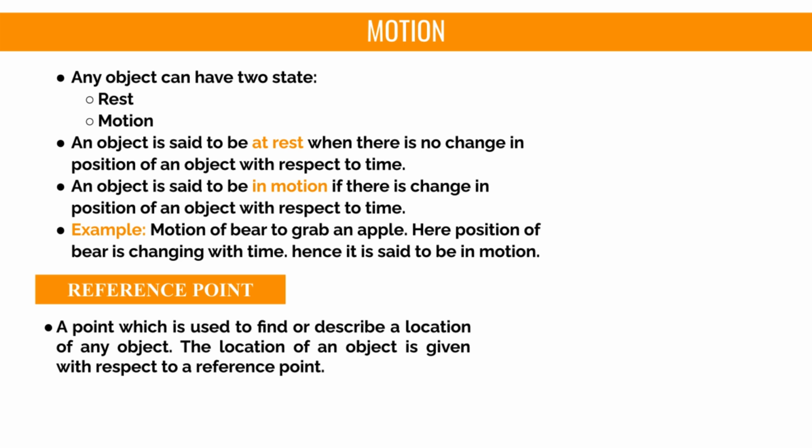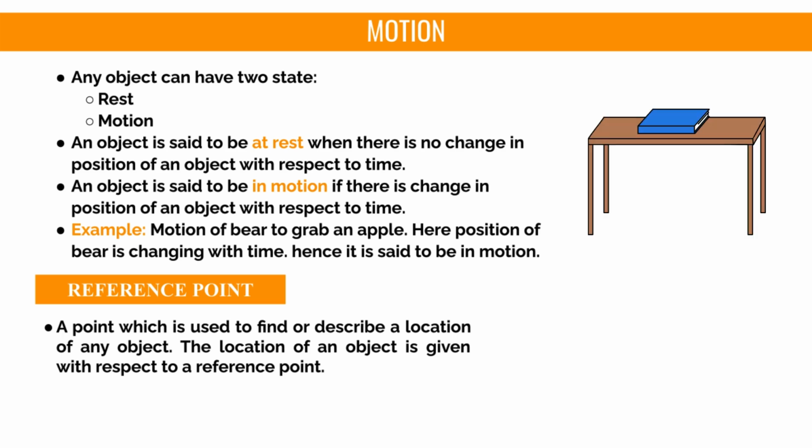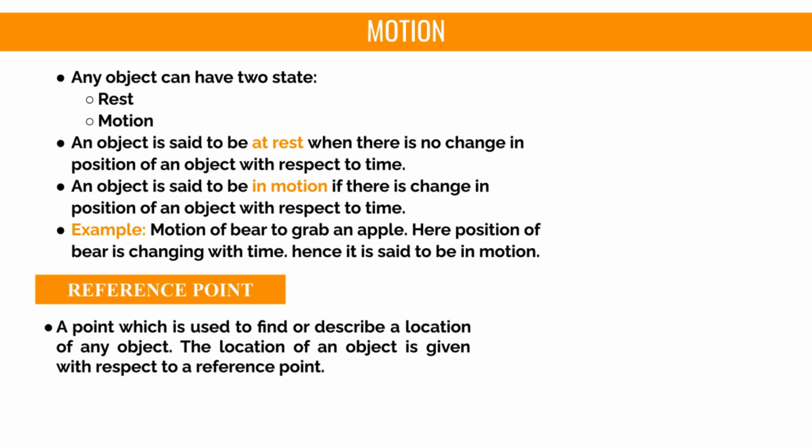Have you ever noticed that sometimes things move, and sometimes they don't? In physics, every object can be in only two states. First, rest. Second, motion. An object is said to be at rest when its position does not change with time. For example, if a book is lying on your table and it stays in the same place, we say the book is at rest. Now, an object is said to be in motion when its position changes with time.